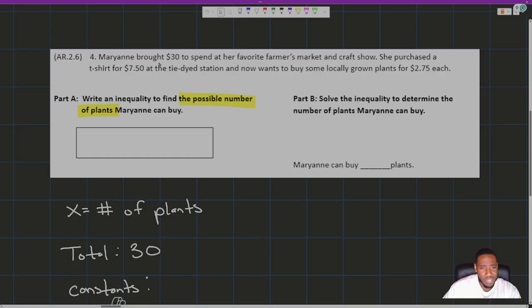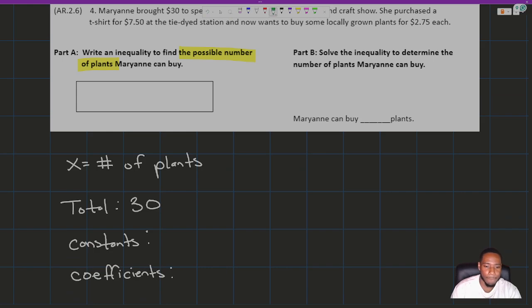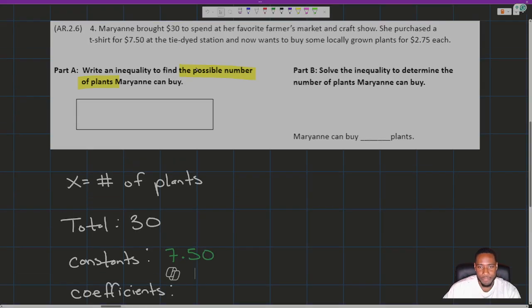So number 4 says, we've got this $30 to spend. She purchased a t-shirt for $7.50. And that doesn't look like it's a recurring charge, right? It's just one t-shirt. So I'm inclined to say that the cost of the t-shirt is $7.50. That's going to be our constant. We're only paying for the one t-shirt, and so it's $7.50 one time.